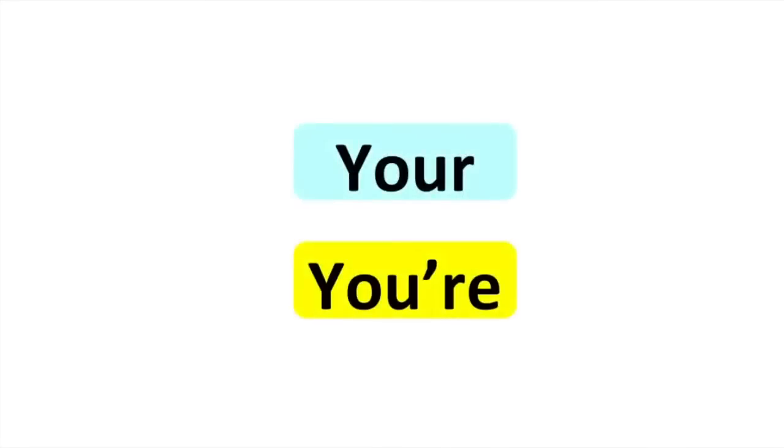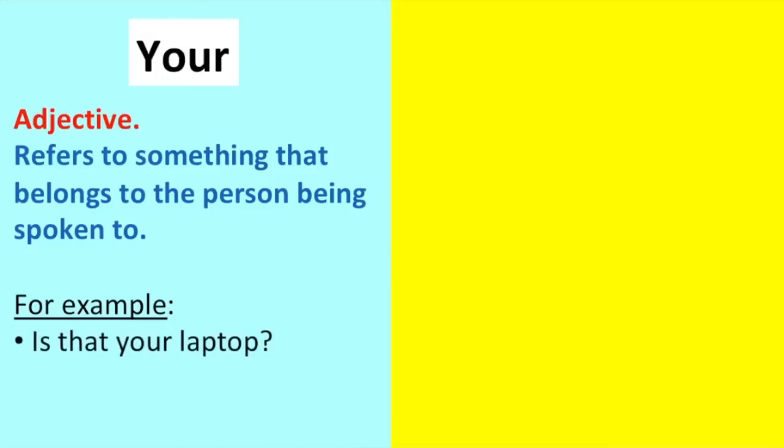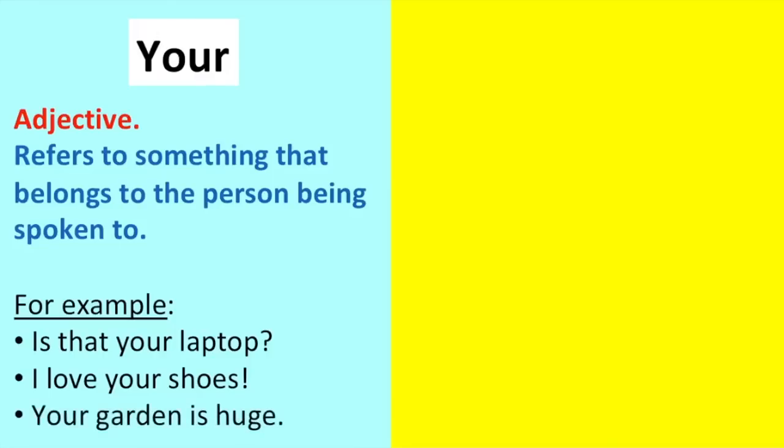Your. This is an adjective, specifically a possessive adjective. And it refers to something that belongs to the person being spoken to. For example, we can use this in a question. Is that your laptop? Here we're asking if the laptop belongs to that person. Another example is, I love your shoes. Your garden is huge.